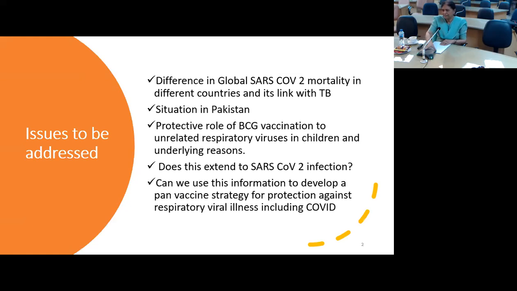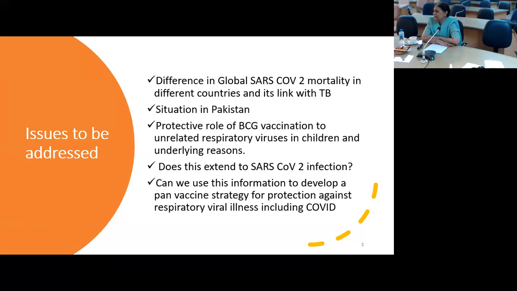I have listed here, of course, it's impossible to cover every issue in detail, but I'd like to touch upon some of these issues which directly relate to eventual outcome and strategies for the next pandemic, whatever it may be. The issues that I'd like to address are: what are the differences in global SARS-CoV mortality in different countries? Is there a link with TB? Of course, I am an expert in immunology of mycobacteria, and therefore that's the first thing I think of whenever I think of any disease.